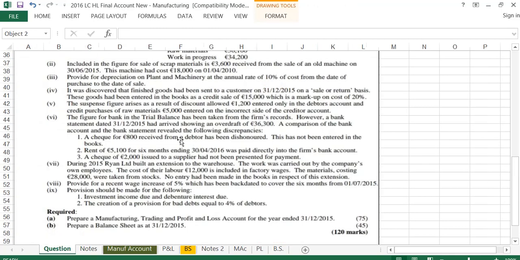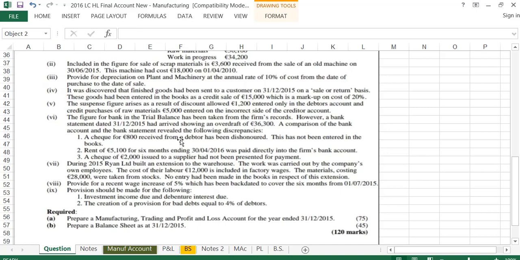Note 7 says, during 2015, Ryan Limited built an extension to a warehouse. The work was carried out by the firm's own employees. The cost of their labour, 12,000, is included in factory wages. The materials costing 28,000 were taken from stock. No entry has been made in the books in respect of this transaction.